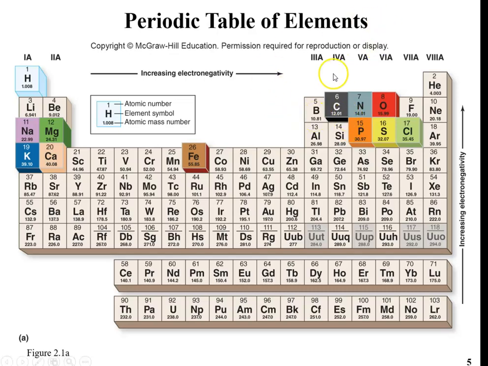Here's the periodic table. You can see each element has its own unique chemical symbol. Here is hydrogen, atomic number 1, because it has 1 proton. You go over here, here's helium, atomic number 2, because it has 2 protons. Then we go down to the next row, you'll see 3, 4, 5, 6, 7, 8. So it increases from left to right.